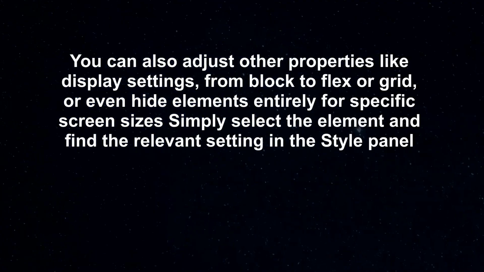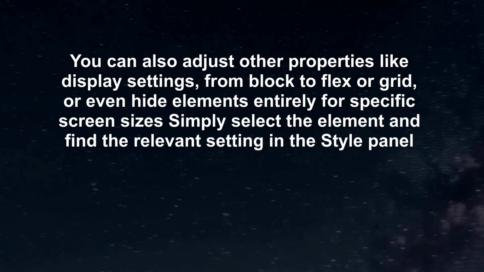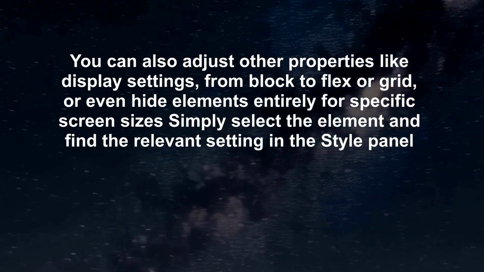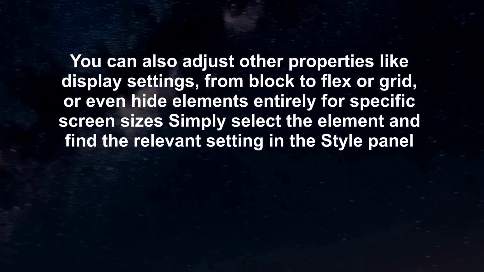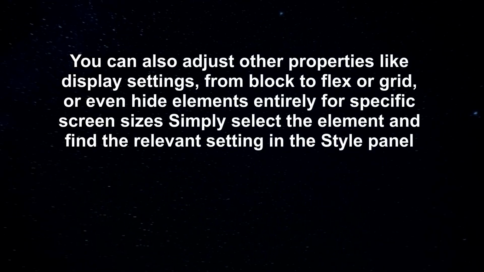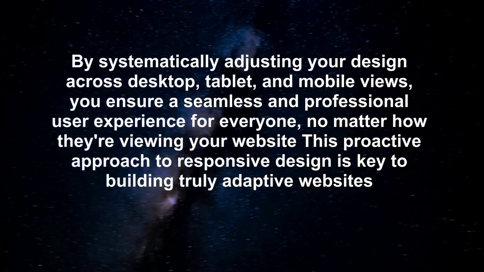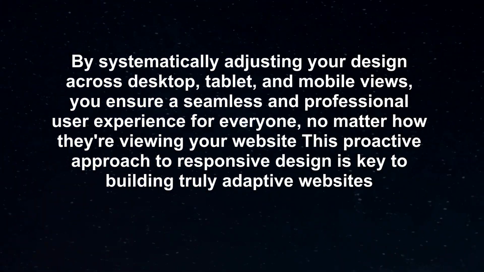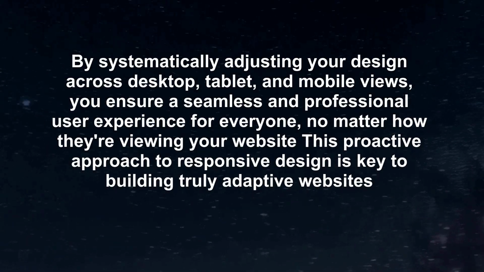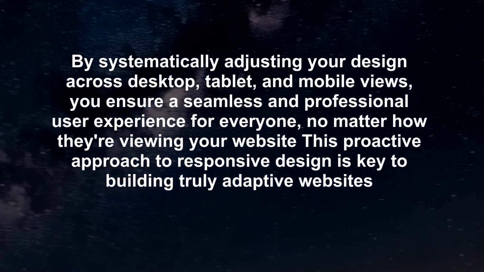You can also adjust other properties like display settings, from block to flex or grid, or even hide elements entirely for specific screen sizes. Simply select the element and find the relevant setting in the Style panel. By systematically adjusting your design across desktop, tablet, and mobile views, you ensure a seamless and professional user experience for everyone, no matter how they're viewing your website.